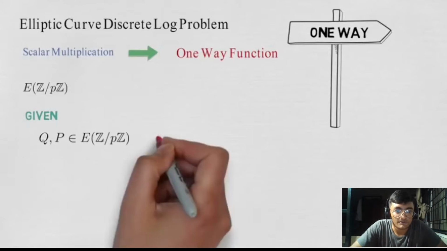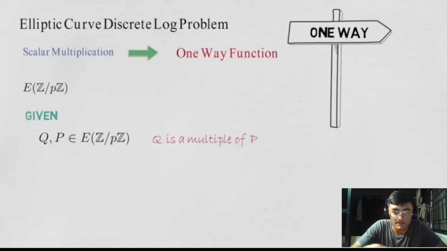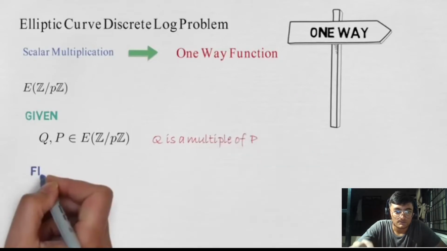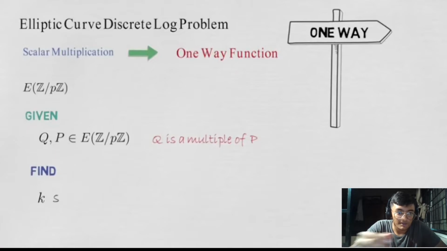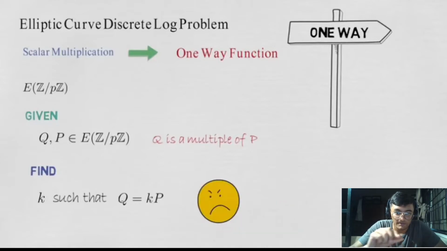Suppose we are given p and q, where q is some multiple of p. Using the elliptical curves we need to find a k such that q is equal to k times p. It is very hard to solve. This is the fundamental principle behind elliptical curves.